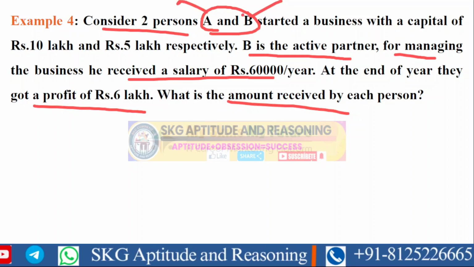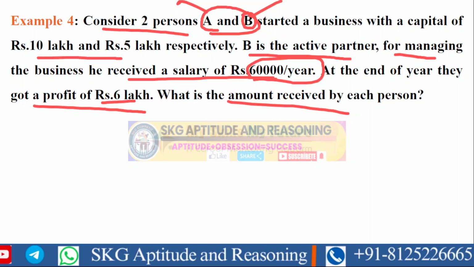So for managing the business, B is receiving an annual salary of 60,000. After deducting this 60,000, the salary for B, we need to share the profits according to their investments and time period ratio. Here he didn't mention anything about time period, which means they are in the business for a complete 1 year, and the investments are 10 lakhs and 5 lakhs.